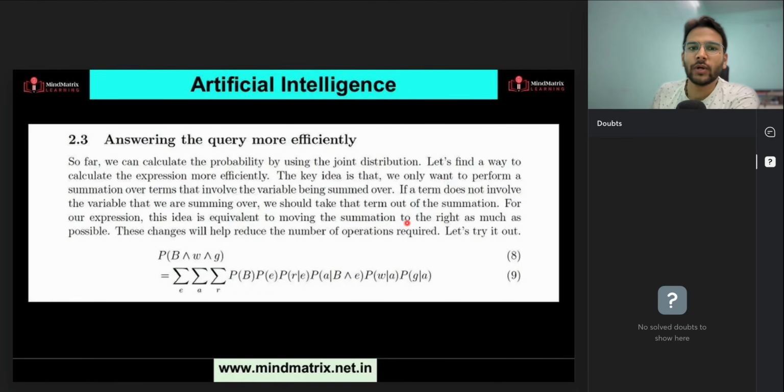Okay. Now let's try to answer this query more efficiently. So we had this expression, right? Now what we are going to do is take this summation over just that particular term where we have that variable present.